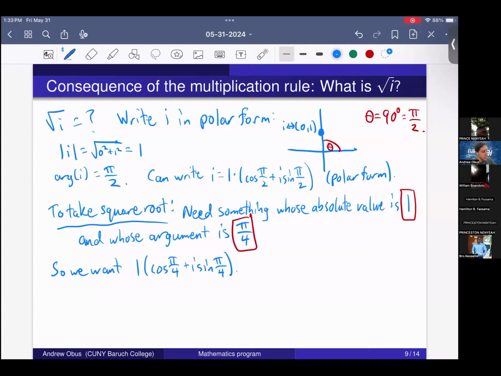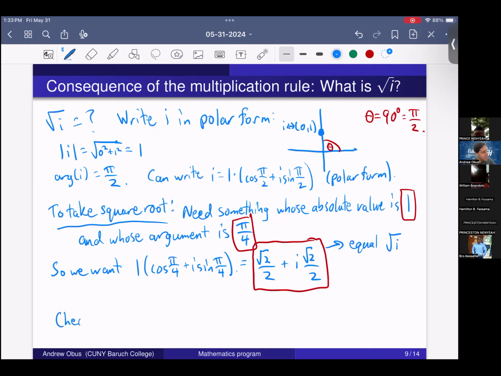Okay, and what is this? Let's just write it out. Well, 1 is just 1, we can ignore it. Cosine of pi over 4 is square root of 2 over 2, and sine of pi over 4 is also square root of 2 over 2. So this turns out to be our number. Okay, so this is equal to the square root of i. Right, and we can test this.